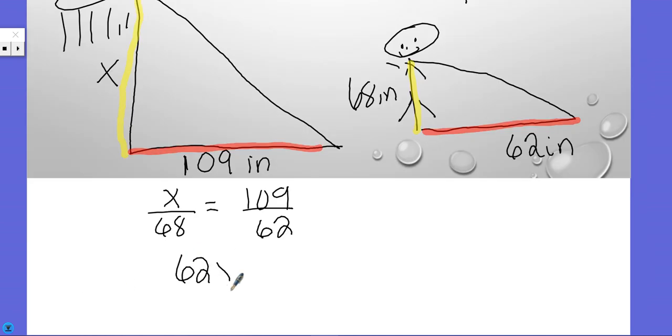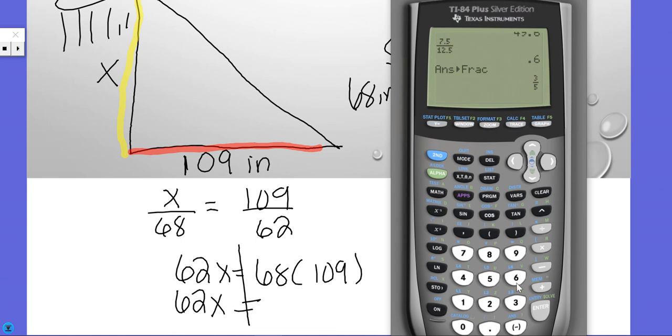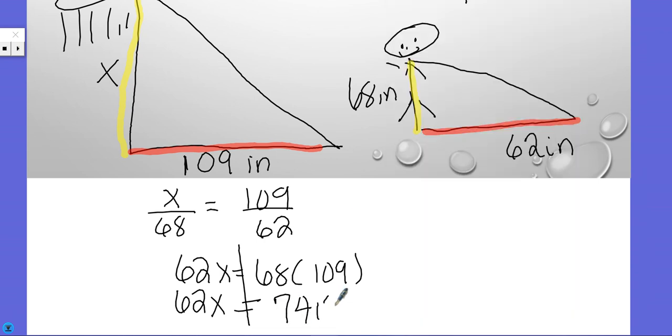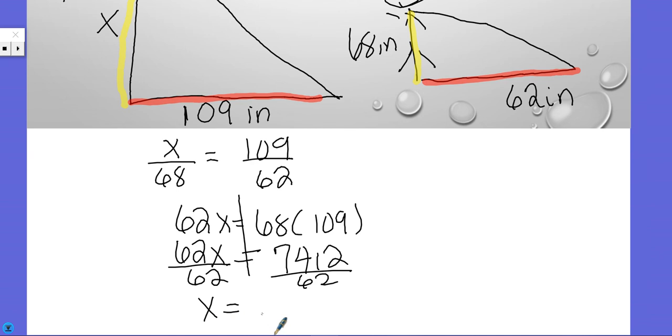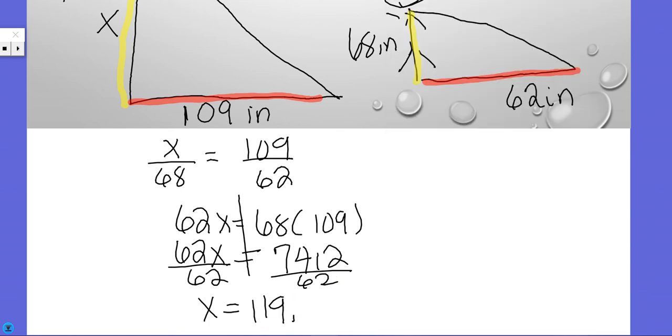So here I get 62x equals 68 times 109, and I'm going to draw my line. 62x equals, and let's see, 68 times 109 gives me 7,412, and then divide this by 62. Let's see what we get, guys. How tall is the basketball hoop? Divide by 62 equals 119.5. And I'm going to go ahead and put that, and it said to the nearest whole number. So what's that, 0.5? Yep, so it's 120 inches tall.